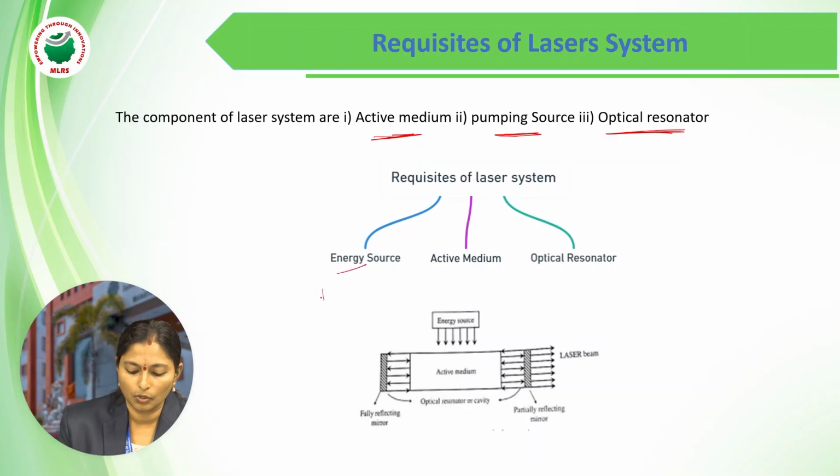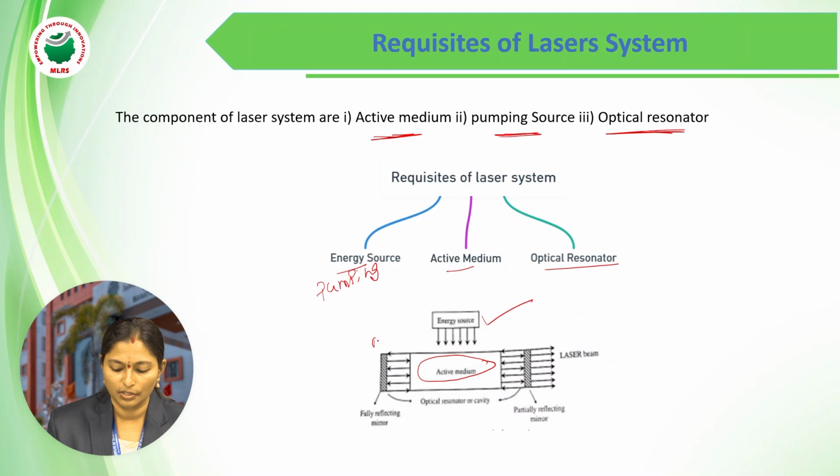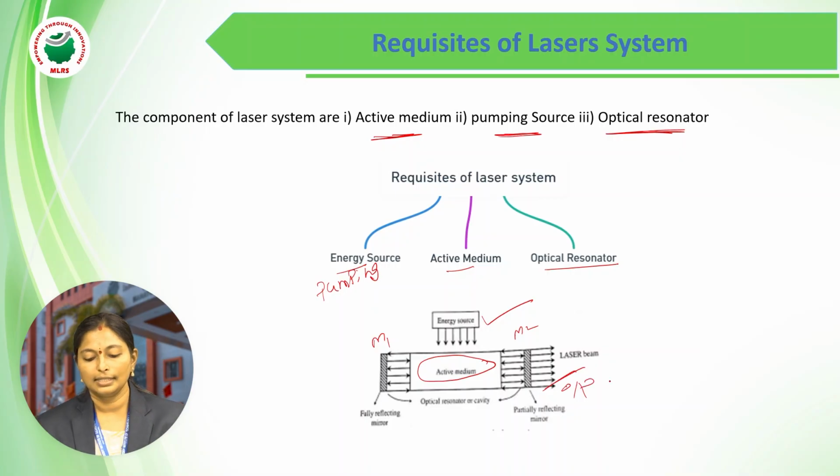The energy source, which we can also call the pumping source, the active medium, and the optical resonator. So see here, this is the active medium, this is the energy source, this one is mirror M1, this one is mirror M2, and this is the output. This is the general laser system. Whatever laser we are using, these are the 3 major components involved. Okay, one by one we can see.